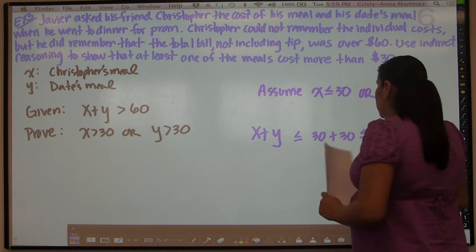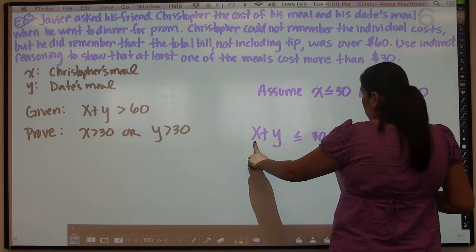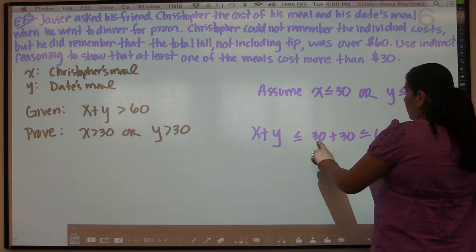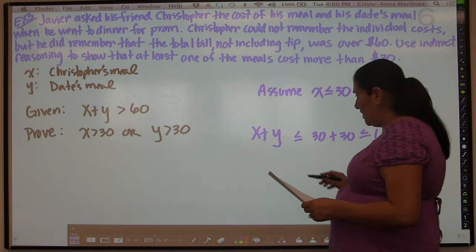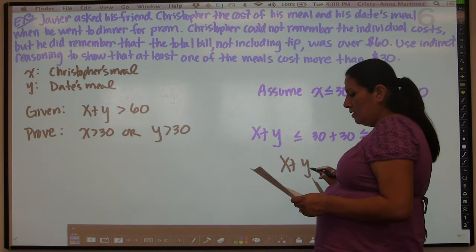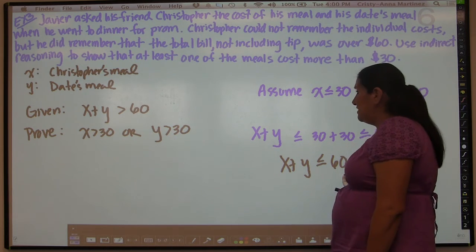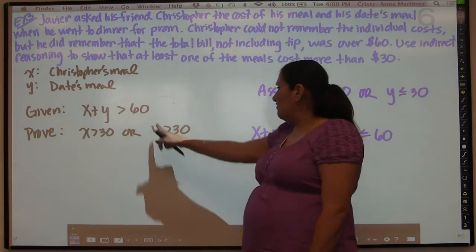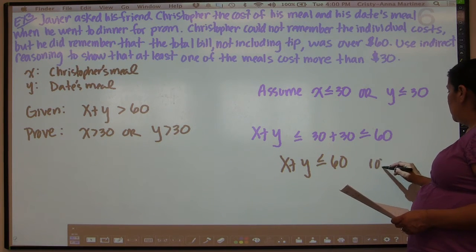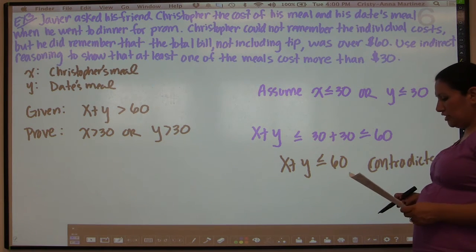So all I'm doing here is I have my combination of the two meals together, and if x is less than or equal to 30, and y is less than or equal to 30, I'm replacing x and y with 30 here. If I add those together, I get 60. So now what I have is a statement that reads x plus y is less than or equal to 60. Well, this expression is a direct contradiction of the given, which is that x plus y is greater than 60. So that contradicts, and you can see how our goal is always to find a contradiction. So that's a contradiction right there.